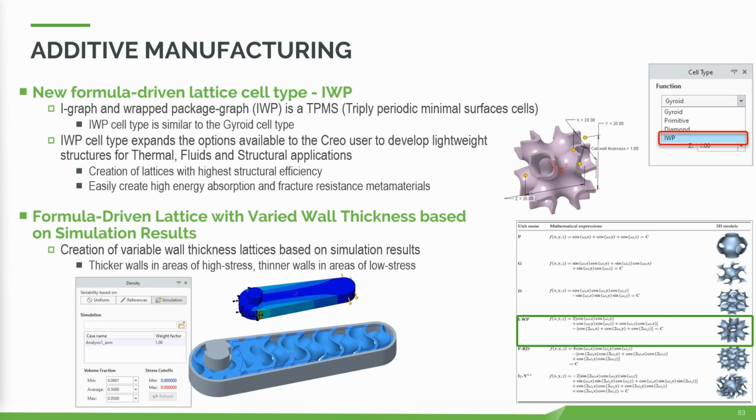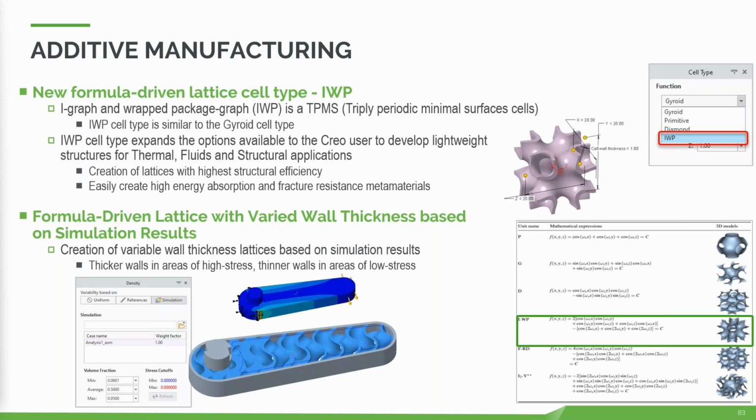Okay, so inside Creo 10 now, they've added the IWP, the I-graph and wrapped package, which is a triply periodic minimal surface cell. So it's similar to the gyroid. So it's basically helping companies develop lightweight structures for thermal, fluid, and structural applications. Okay. So another option that's there inside Creo. Okay. Something else that's been added in.